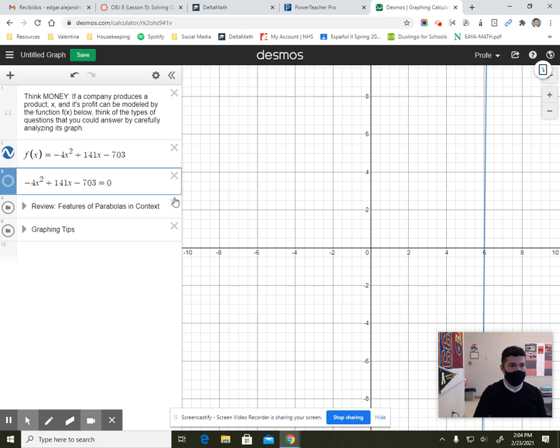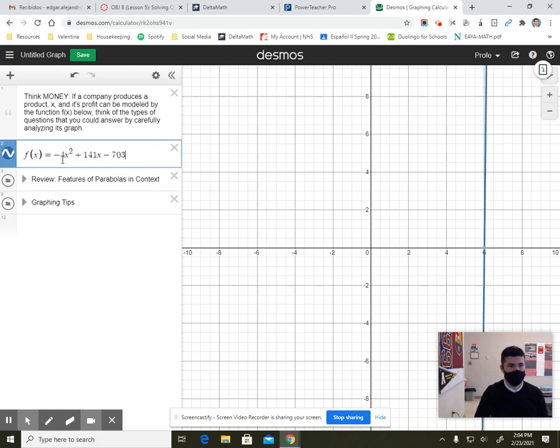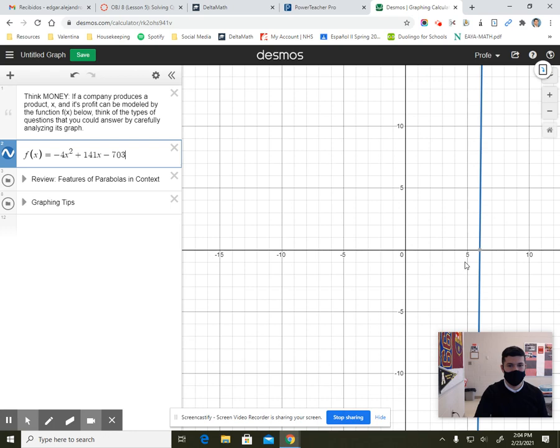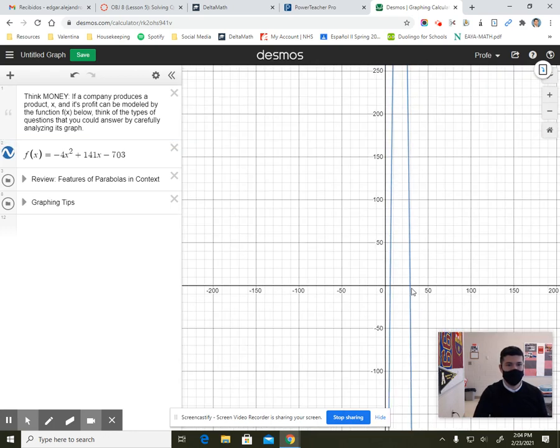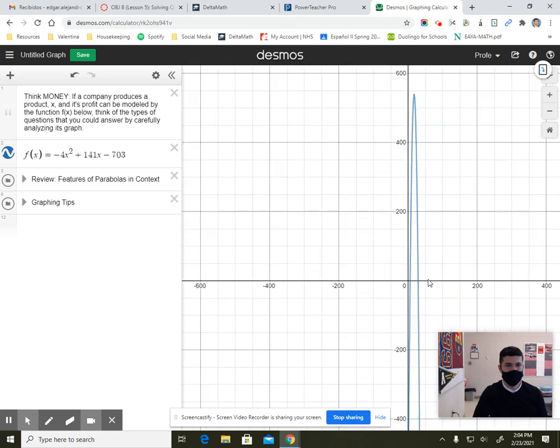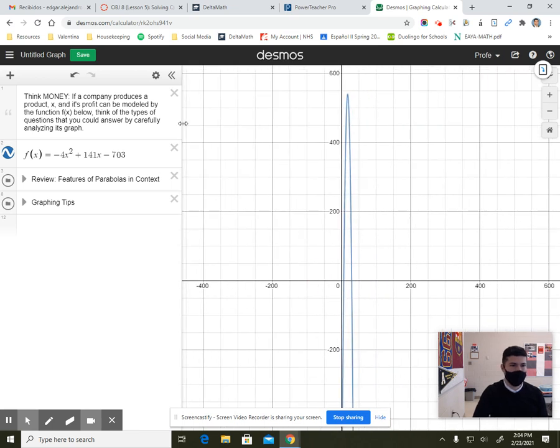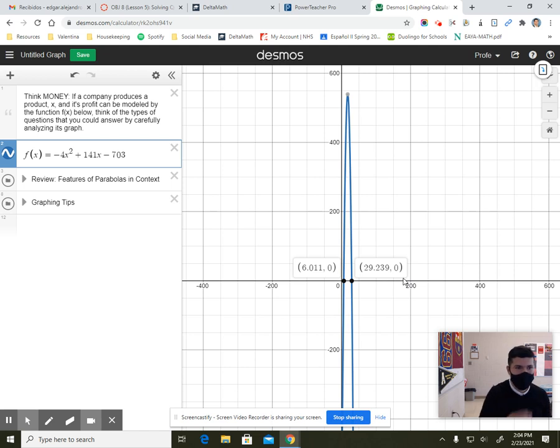So if I simply graph the function, it's already set equal to 0, I'm just going to graph it. I'm going to zoom out to view this parabola, and I can see a really tall, thin parabola, kind of like this. If I want to see when it's 0, I can locate the zeros: 6.011 and 29.239. Now, these are going to be estimates, but with this graph, you can answer a number of questions.